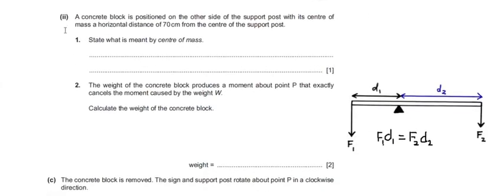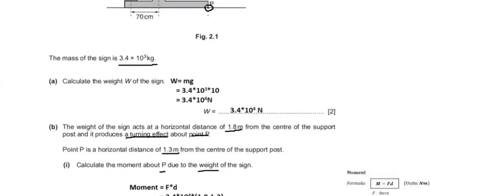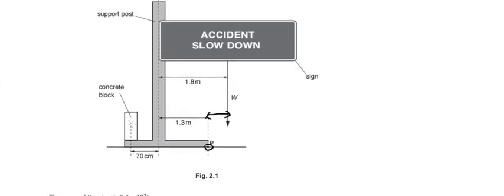Now you can see here the second question. A concrete block is positioned on the other side of the support post with its center of mass at a horizontal distance of 70 cm from the center of the support post. Here you can see this concrete block is kept on the left hand side, and its center of mass is at a distance of 70 cm from the center of this support post.